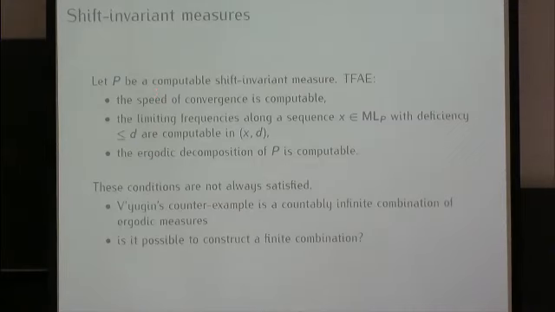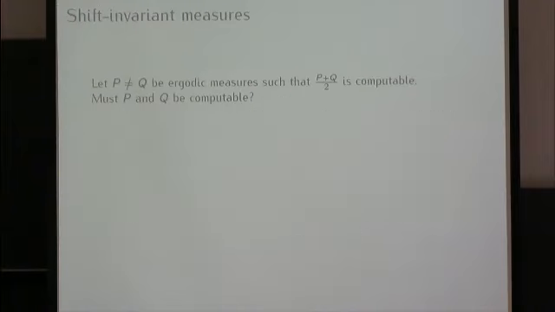The first counterexample was given by Vyugin, who constructed an infinite combination of ergodic measures. My question was, is it possible to have an example which is only a finite combination? The precise question is: let P and Q be ergodic measures whose average is computable. Must P and Q be computable? Because the average being effectively decomposable means here just that P and Q are computable.